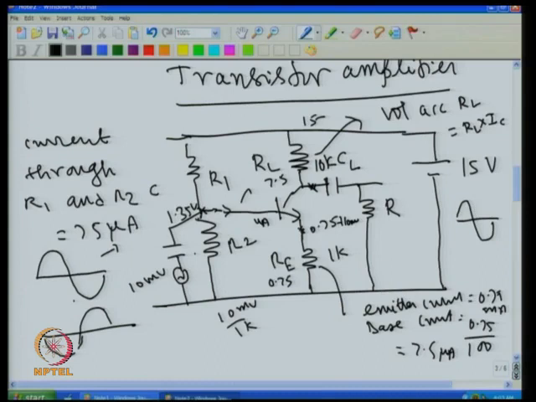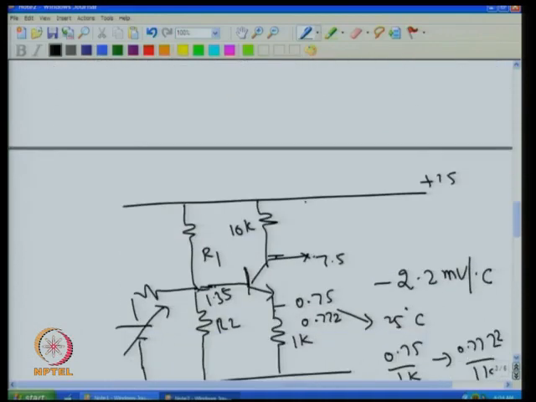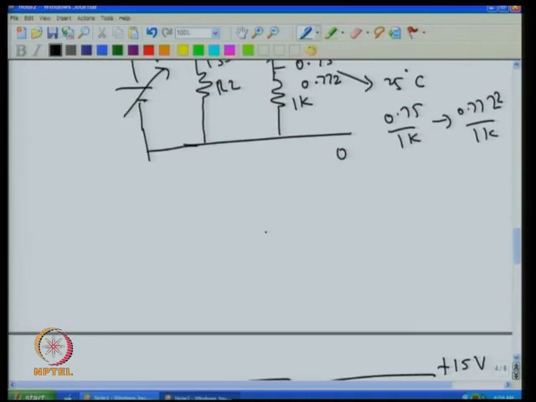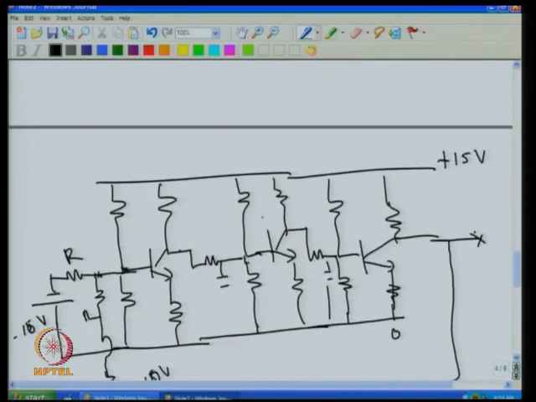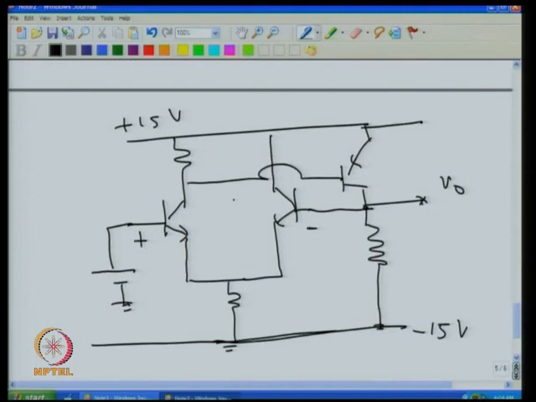Then the main problem was that the voltage at this point changes with respect to temperature and the supply voltage. To solve that problem, we went to the operational amplifier, that was this circuit. This circuit amplifies the DC voltage here, and this voltage is independent of supply voltage and temperature. How this happened, we will see in the next class.